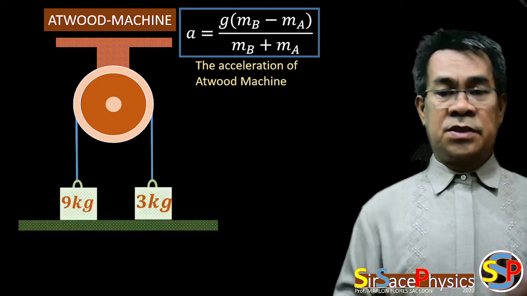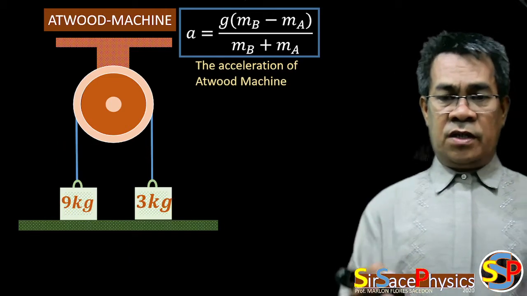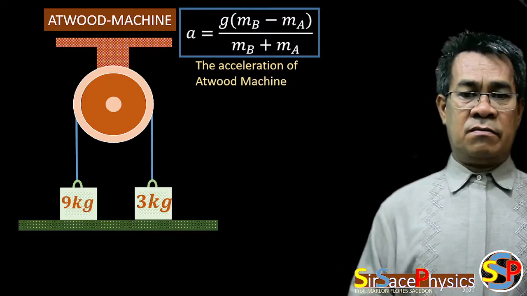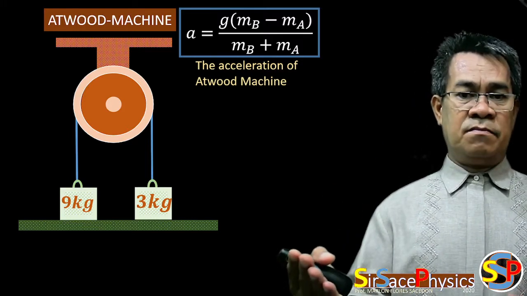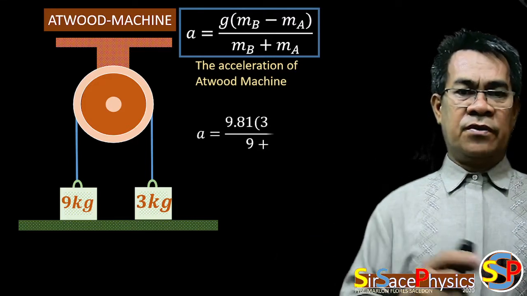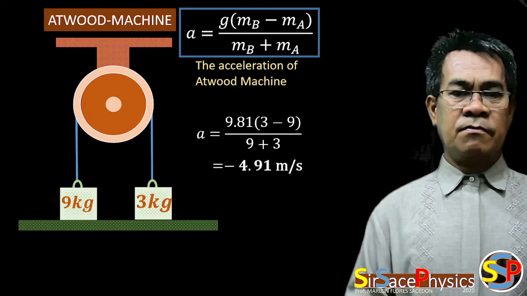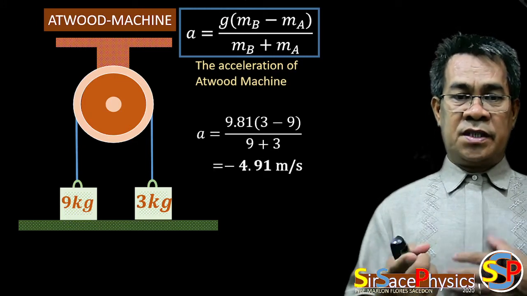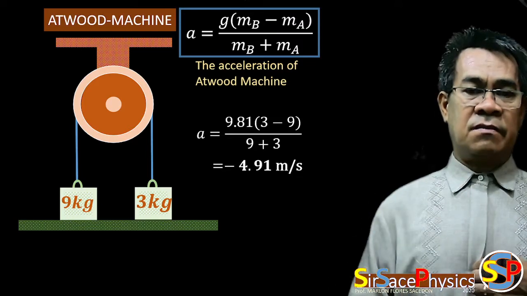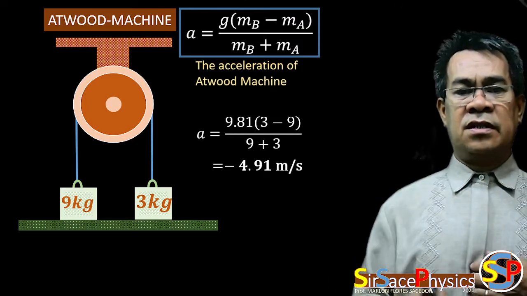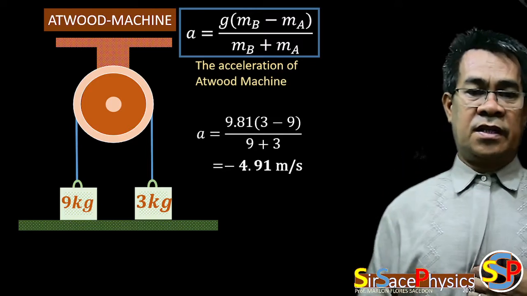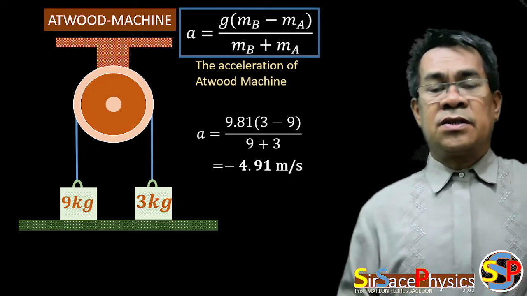Now suppose another example: the mass A is 9 kilograms and the mass B is 3 kilograms. Take note that A is now heavier. Without looking at the system, use the formula. The result is negative, because if you subtract 9 from 3, it's negative, so the whole answer becomes negative. The answer is negative 4.91. Again, change the unit to meters per second squared. Thank you again.